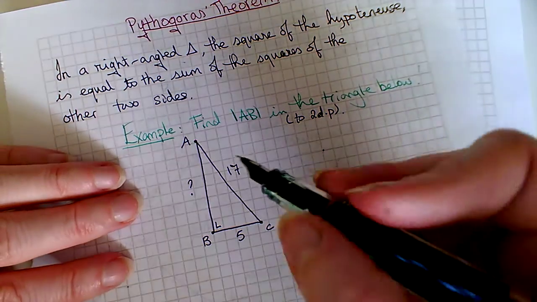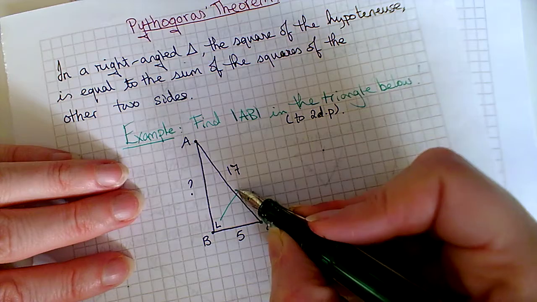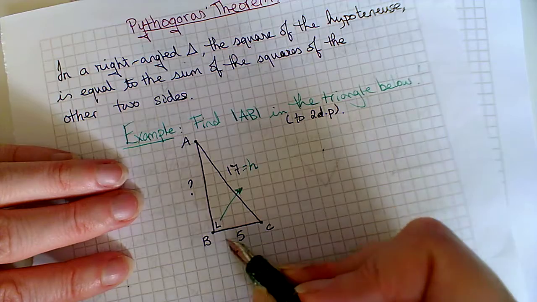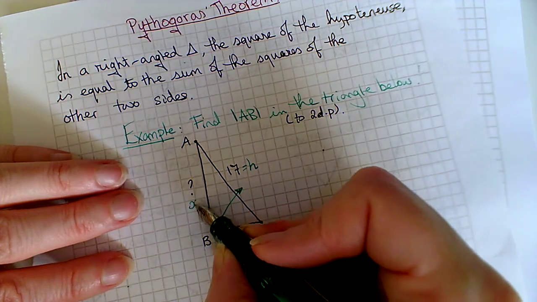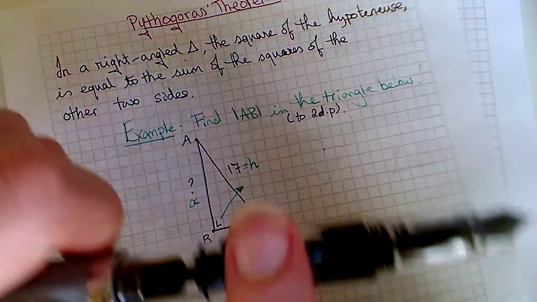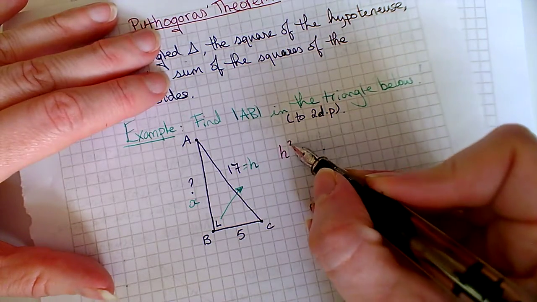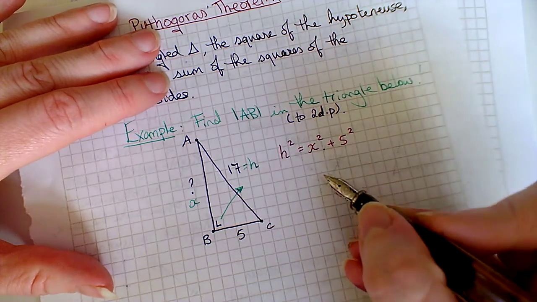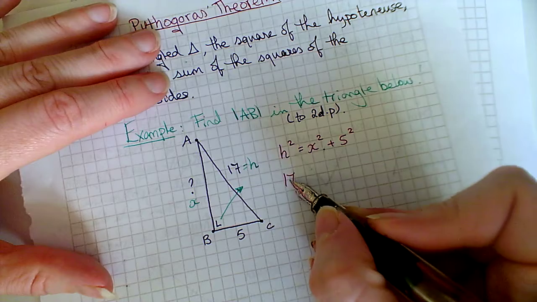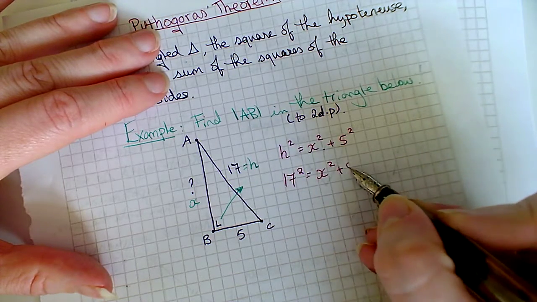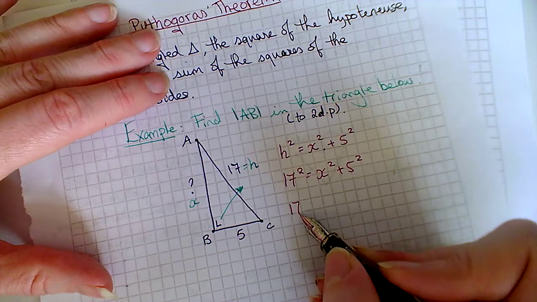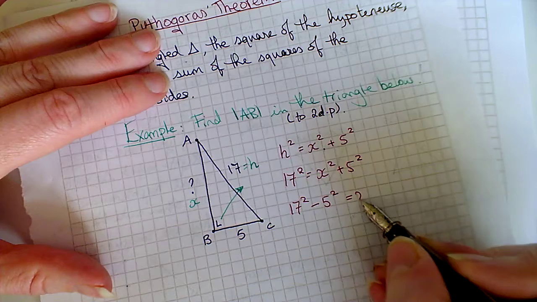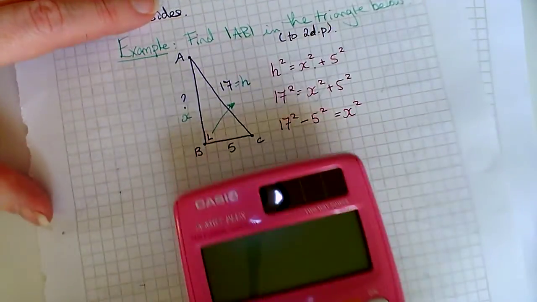It's important to identify the hypotenuse. And the hypotenuse is always the longest side, this one over here. And the other two sides, I'm going to call this x because I don't know it. So Pythagoras' theorem tells me that the hypotenuse squared is equal to the unknown side squared and that side squared there. I know the hypotenuse 17 squared is x squared plus 5 squared. So 17 squared minus 5 squared, I'm just bringing that over there, is equal to x squared. And we'll do that in our calculator.